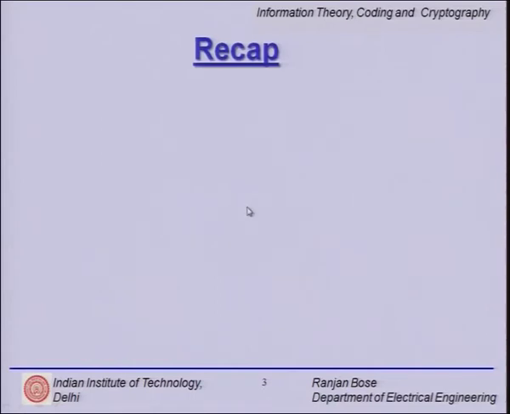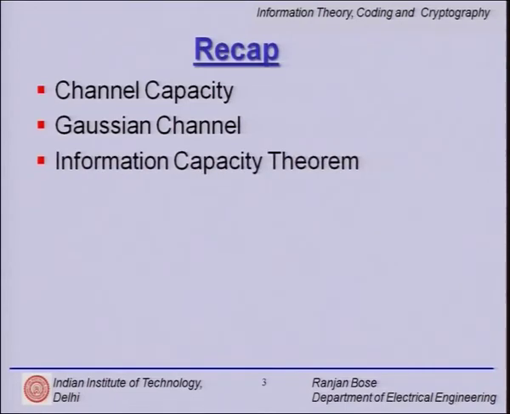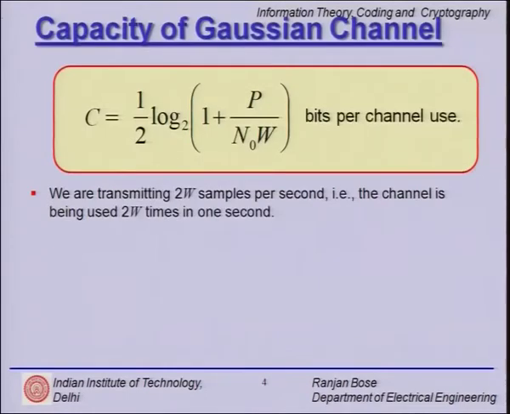We start with a brief recap. We have already learnt what is channel capacity. Then as a specific case and a practical case, we looked at the Gaussian channel. Then we derived the information capacity theorem, and for the first time we realized how the bandwidth and the power are related. We looked at Shannon limit, which we will revisit today.